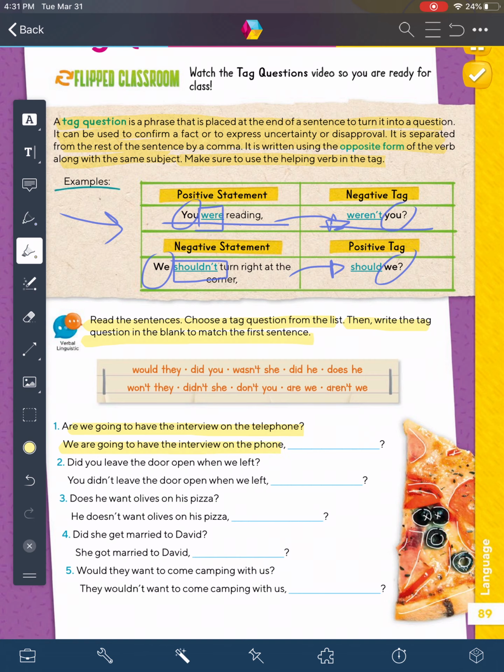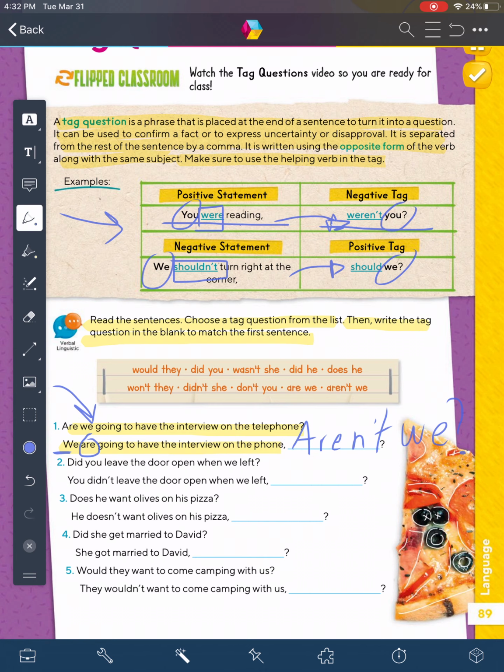Now, do you remember how to write a tag question? We must identify the helping verb here, in this case are, and we have to identify the subject, that is we. On this sentence, we have an affirmative form. And in order to write the tag question, we need to write it in the opposite form. That means we have to do it in negative, right? So instead of writing we are, we must write aren't we?